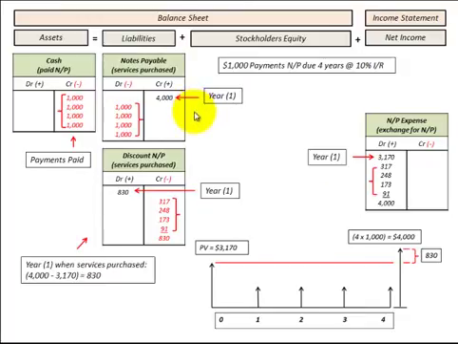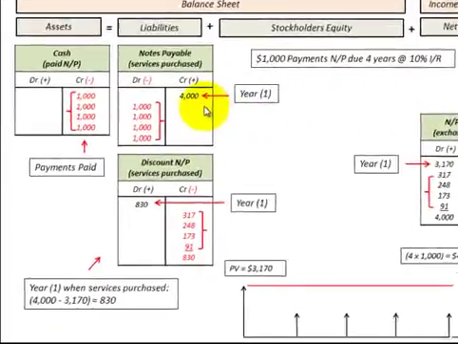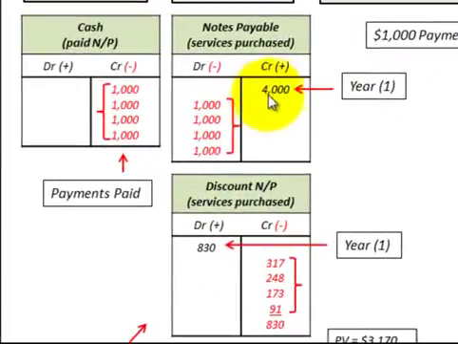Here I'm going to show you how to record the notes payable with a discount amount, and I have the balance sheet items laid out here and the income statement items over here. So let's look at this notes payable. We started out here with $4,000 in the notes payable, and then we paid payments here of $1,000 each for the next 4 years. So we reduce notes payable by those $4,000 worth of payments, and then we credit cash here for $1,000 payments paid each of these 4 years.